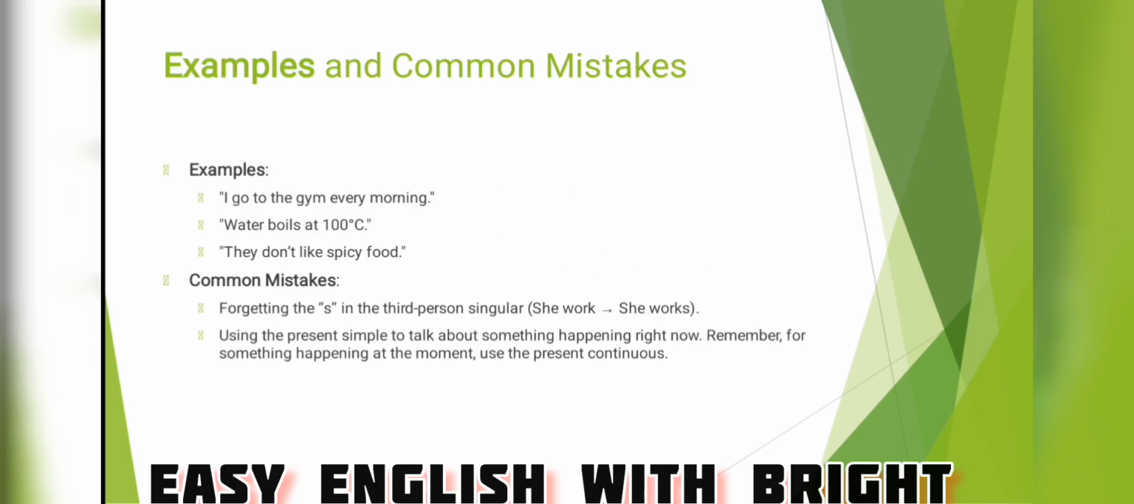Examples and common mistakes. Example: I go to the gym every morning. Water boils at 100 degrees Celsius. They don't like spicy food. Common mistakes: forgetting the S in the third person singular. She works. Using the present simple to talk about something happening right now. Remember, for something happening at the moment, use the present continuous.